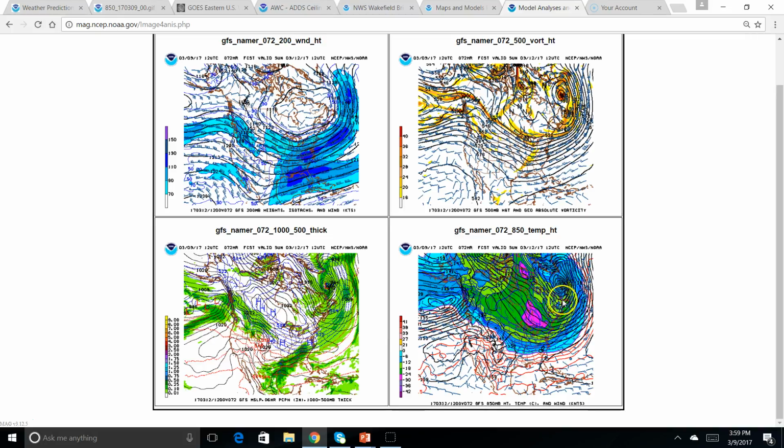And the final chart here is 850 millibar temperatures. 850 millibar temperatures give a good indication of where the rain-snow line is. And I wanted to look at that just to say that, okay, it is cold all the way down into South Carolina. It's below zero at 850. That's about 5,000 feet up. So it is not that far aloft that it's fairly cold. So that's something to think about too.